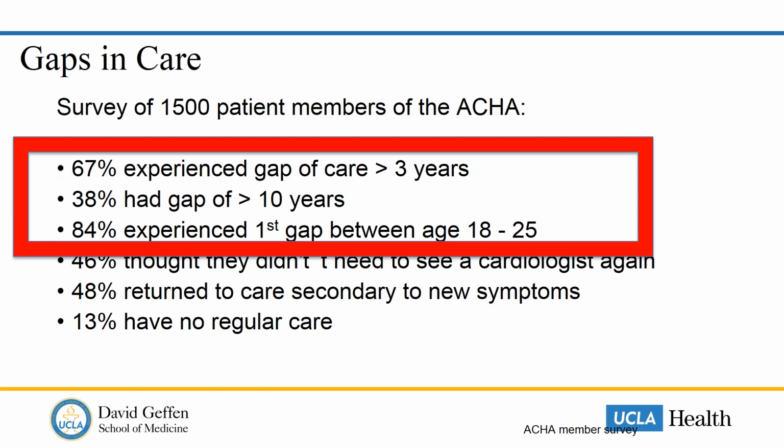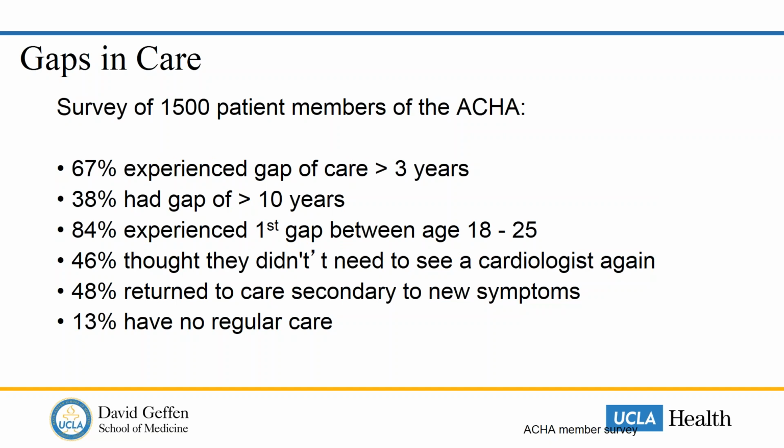So as you can imagine, as patients exert more independence from their parents, they go out on their own, they maybe are under the impression that they don't need to see a cardiologist, that they don't need to stay in care and be followed closely. And as you can see there, almost 50% of them had this impression that they never needed to see a cardiologist again. 48% of them, or half of them, actually came back into care, not because they figured, oh, I should just see a cardiologist and get it checked out, but because they had new symptoms and had an event that forced them back into care.